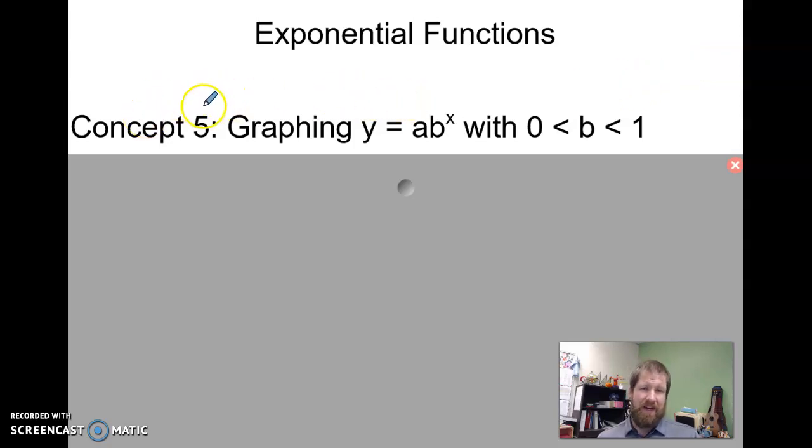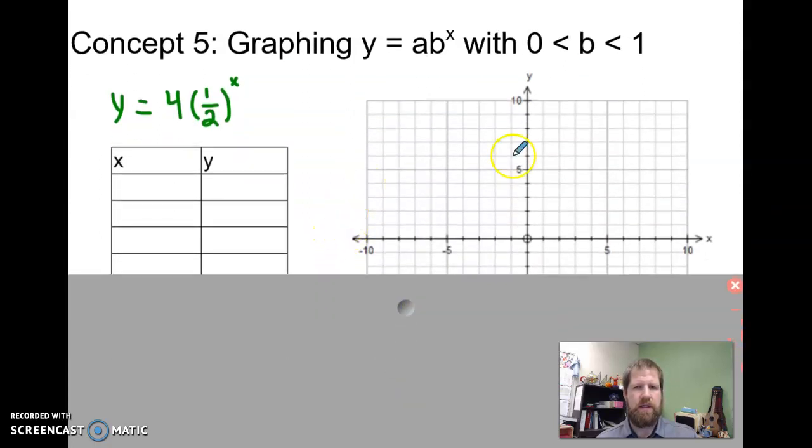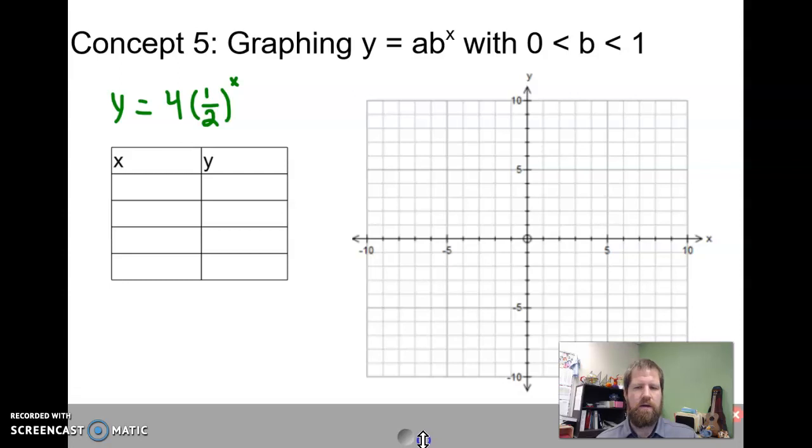All right, concept 5, graphing y equals ab to the x with b being between 0 and 1. This is kind of our last type of exponential graph. We now have a fraction, or sometimes a decimal, that we are raising to our x variable. Basically this is going to flip our graph and how it looks. So let's choose some values, plug them in, and see.